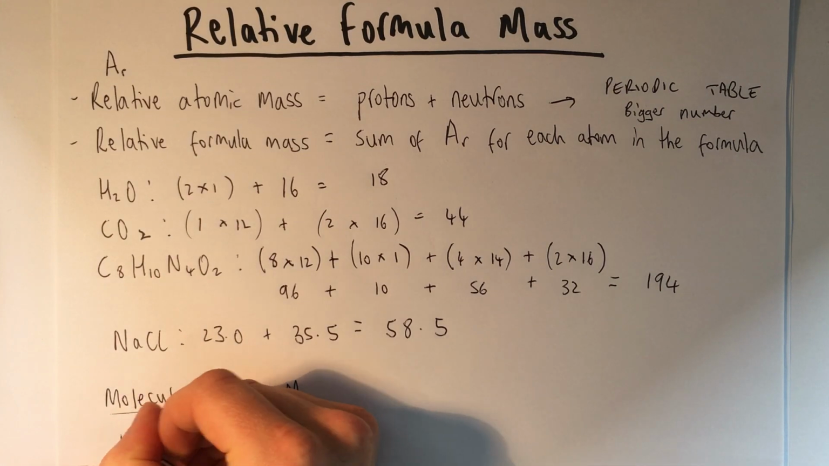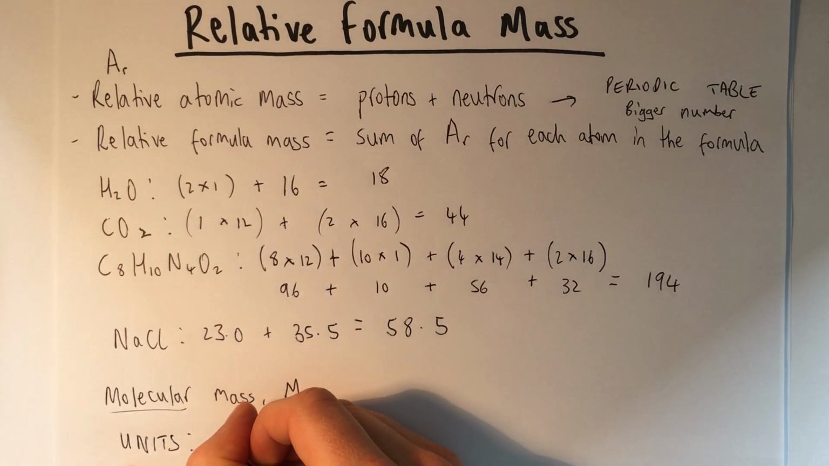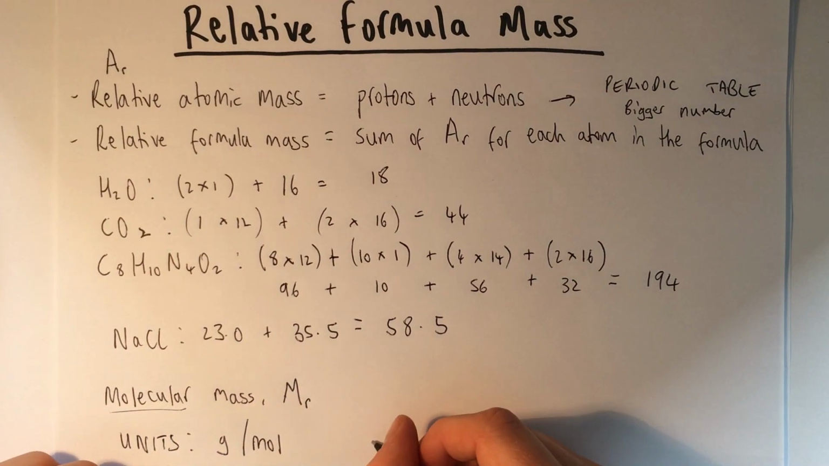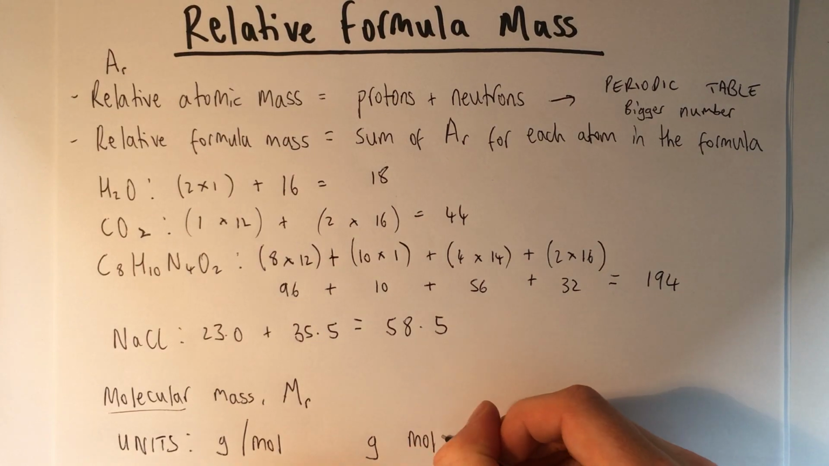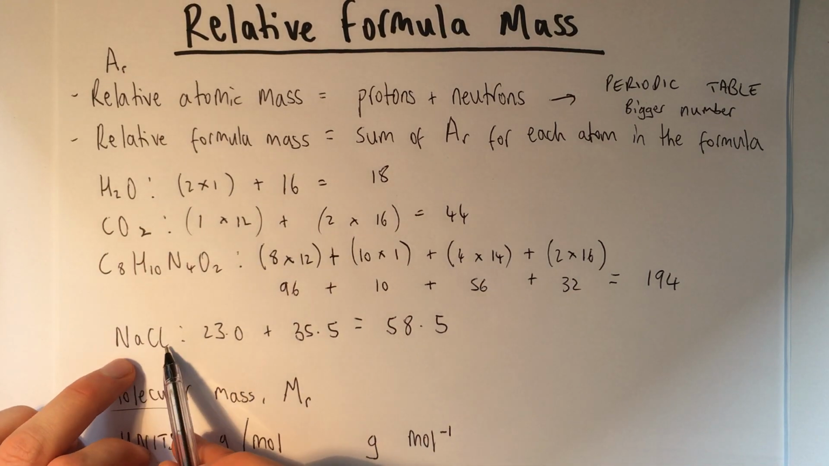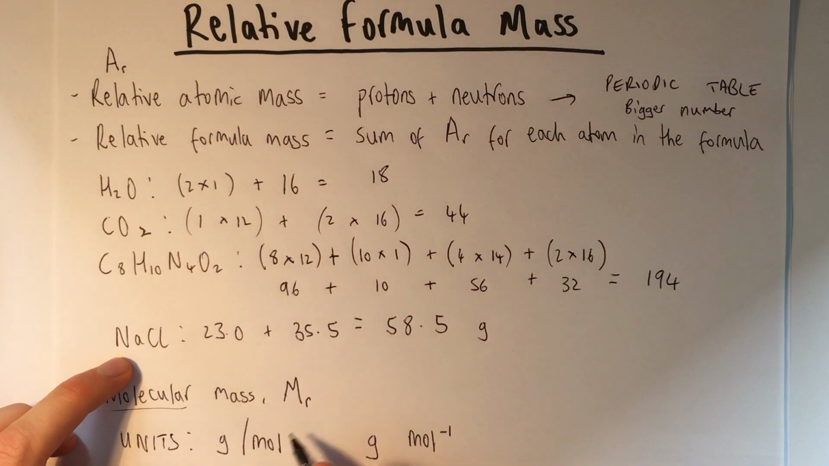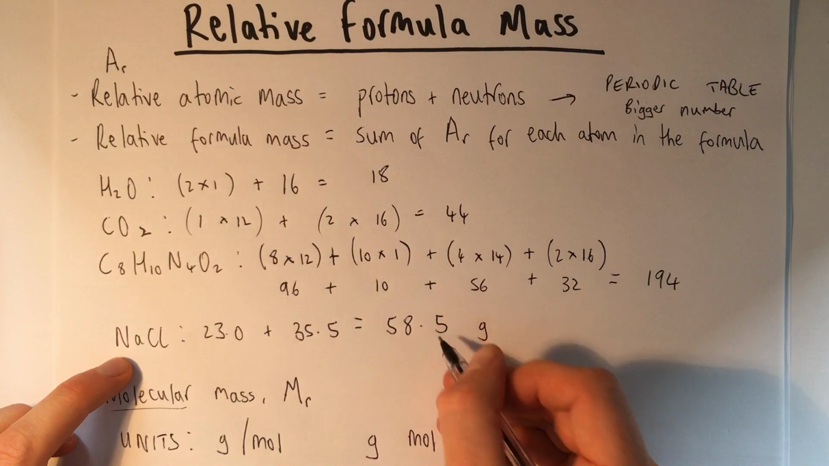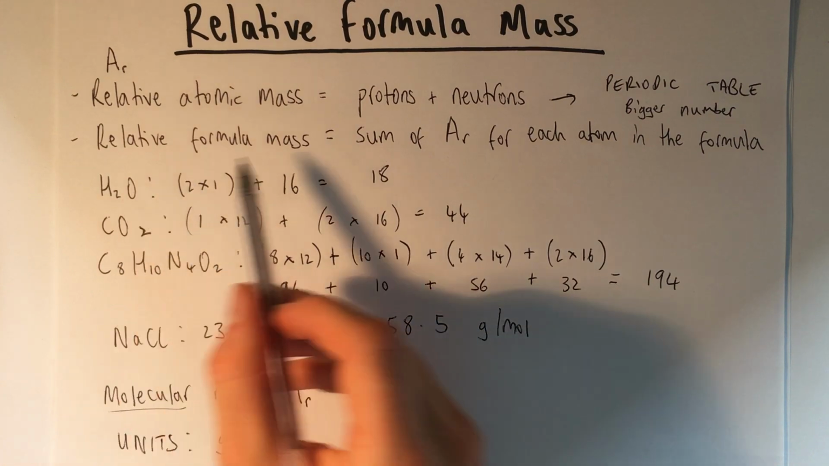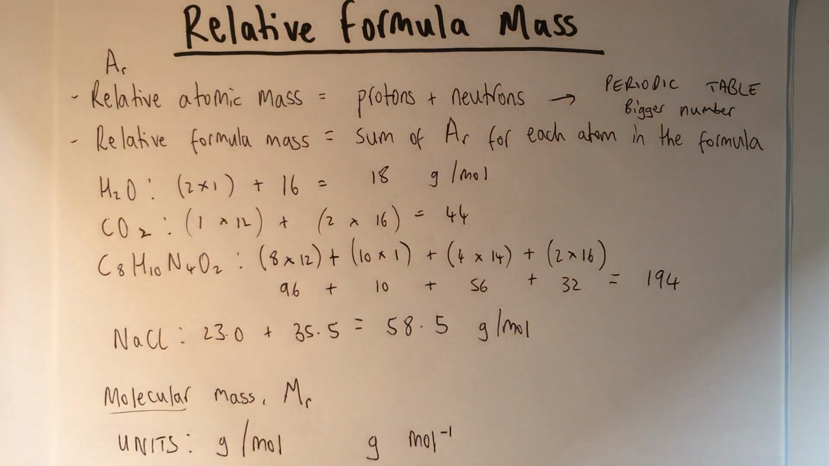Last thing is units. The units for relative formula mass are grams per mole, and that can also sometimes be shown as grams mole to the -1, like that. They mean the same thing, and that means that, for example, with sodium chloride, because its relative formula mass is 58.5, 1 mole of sodium chloride would weigh 58.5 grams. And with water, 1 mole of water would weigh 18 grams. And what is a mole, I will cover in a separate video.